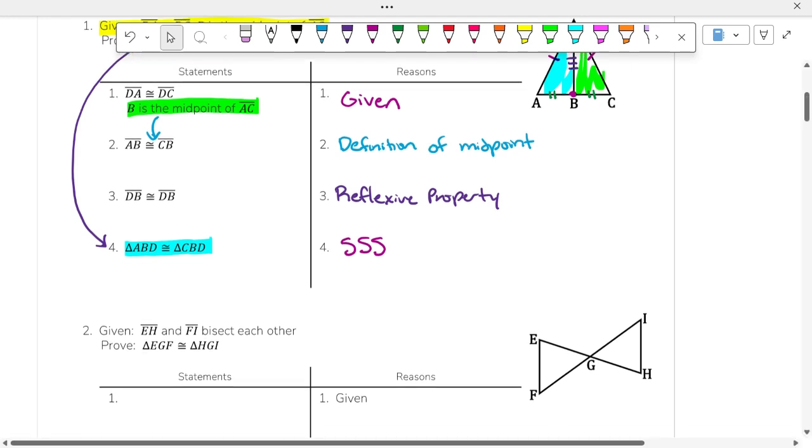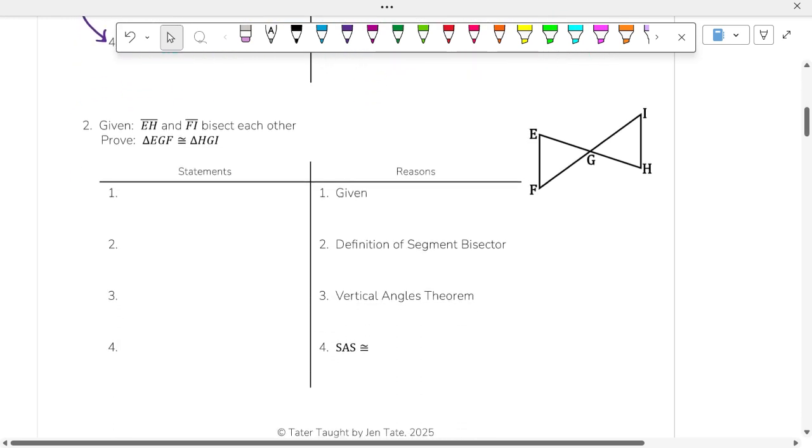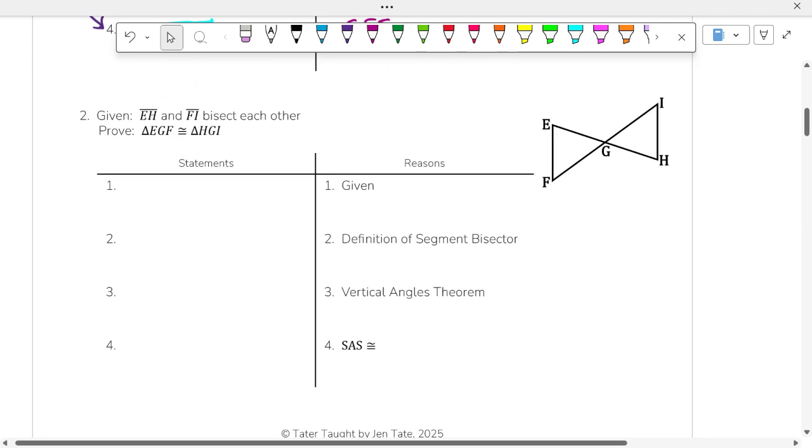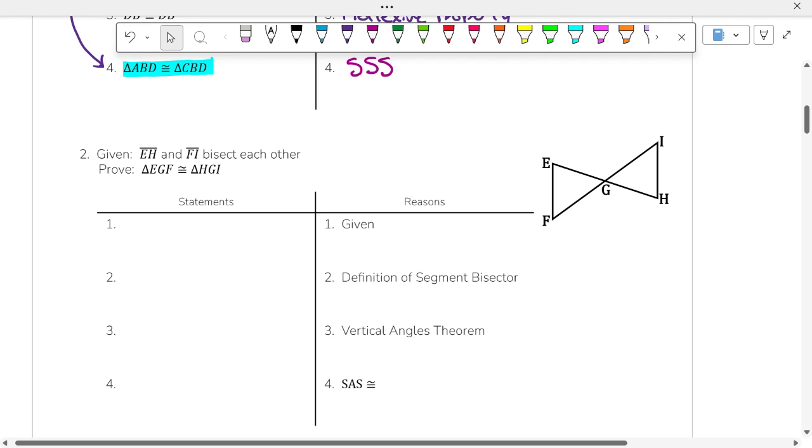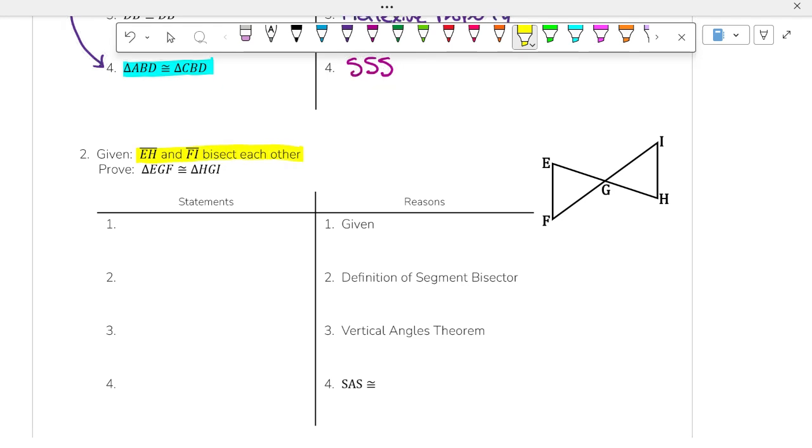Okay, let's try another one. So, this time, they gave us the reasons, but they didn't give us the statements. So, we're going to be doing the opposite. We always start by just reading what they want us to do. So it says, given that EH and FI bisect each other, we're trying to prove that triangle EGF is congruent to triangle HGI. So we're trying to prove that these two big triangles are congruent.